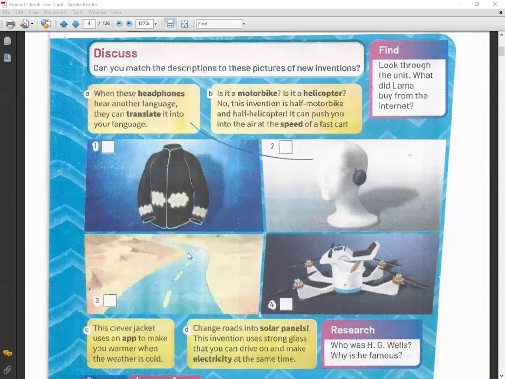I need you to read through the unit quickly and tell me who was H.G. Wells and why is he famous. Let's see.